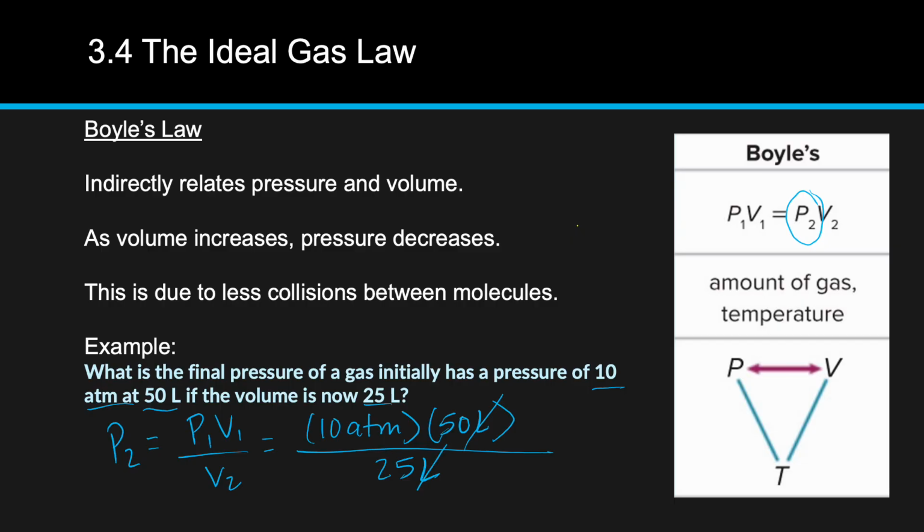Now we see our liter unit will cancel out, so we're left with atm. Since it did not ask for a specific pressure unit, we can just assume that we can keep it in atmospheres. So now we do 10 times 50, which is 500, divided by 25, and that gives us 20 atmospheres. Looking at what we were given, we took our initial volume and decreased it, and our pressure went from 10 to 20, so it increased. So we decreased volume, which increased pressure.